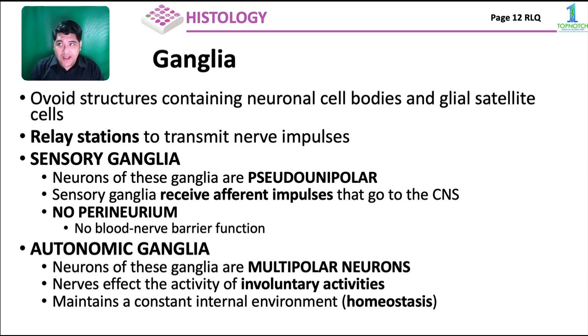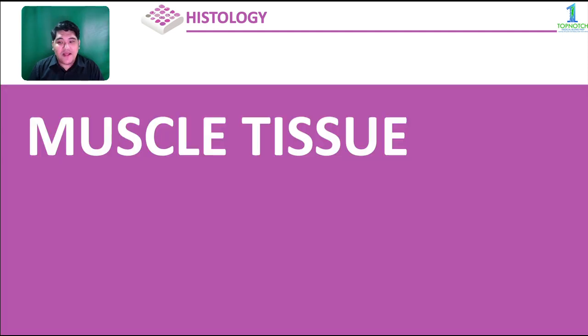So again, difference of the ganglia: sensory, pseudo-unipolar; autonomic, multipolar neurons. Now, we are done with the nervous tissue. Let's go to the muscle tissue, before we move on to the organ system discussion.